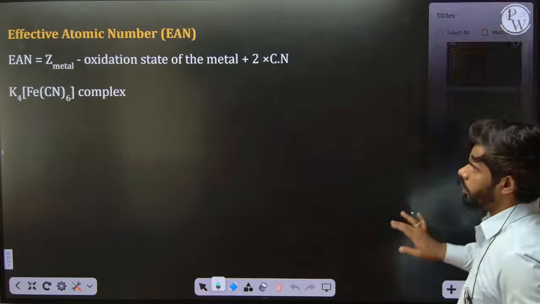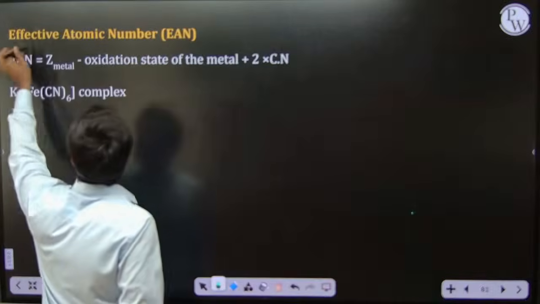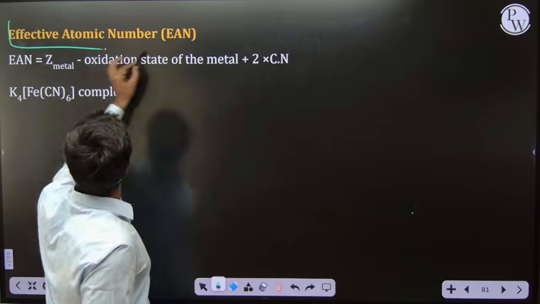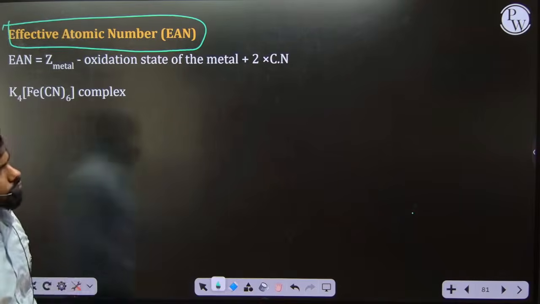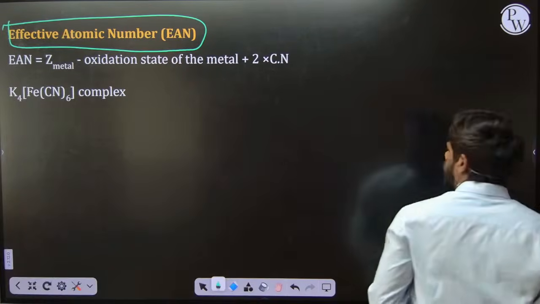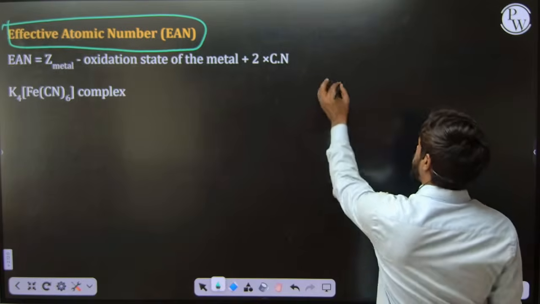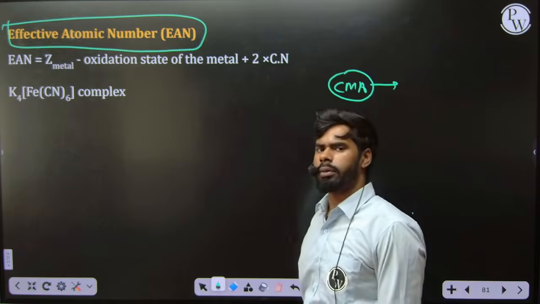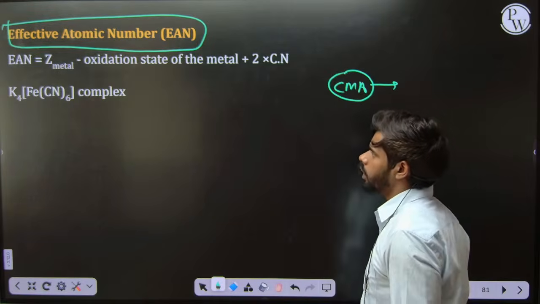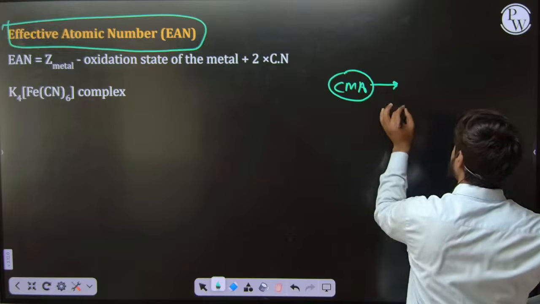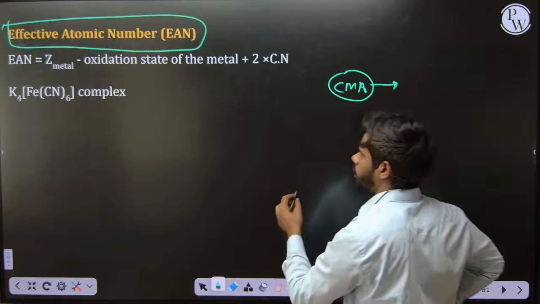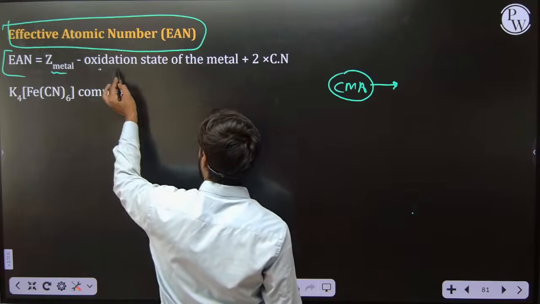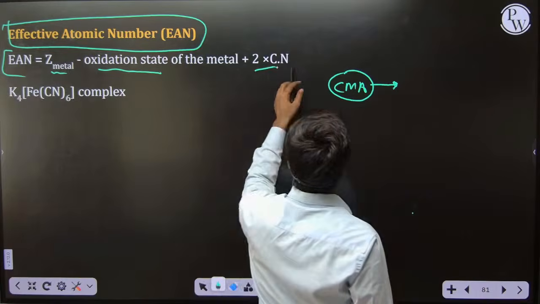Next topic is about the effective atomic number. Effective atomic number, that is the EAN value, is the total number of electrons available at the central metal atom. At the central metal atom, how many electrons remain after the complex formation is known as the effective atomic number. It is given by this formula: Z of the metal, that is the atomic number of the metal, minus the oxidation state of the metal, plus 2 into the coordination number.